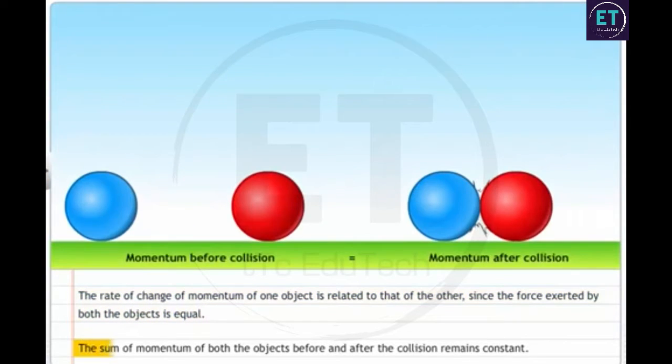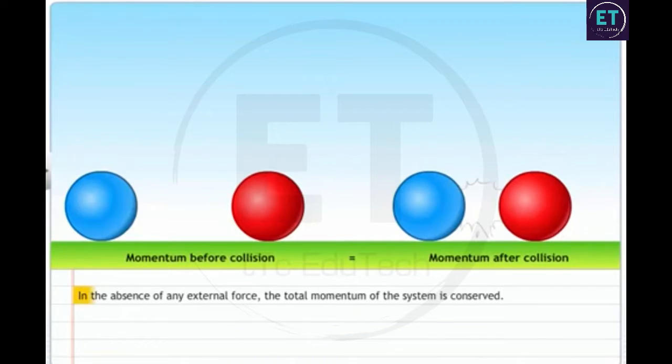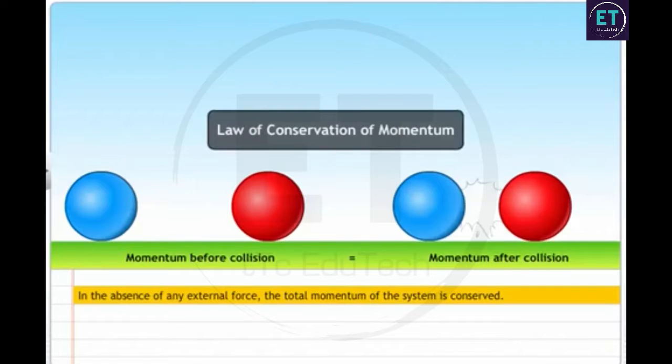However, the sum of the momentum of both the objects before and after the collision remains constant. Hence, in the absence of any external force, the total momentum of the system is conserved. This is known as the law of conservation of momentum. In this lesson, we will focus on linear momentum. Therefore, the law of conservation of momentum in this lesson actually refers to conservation of linear momentum.